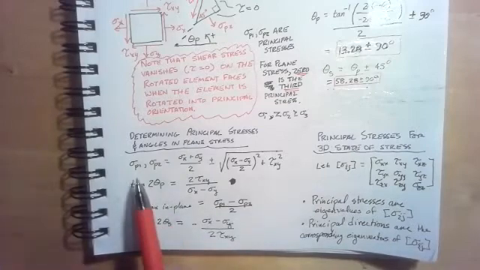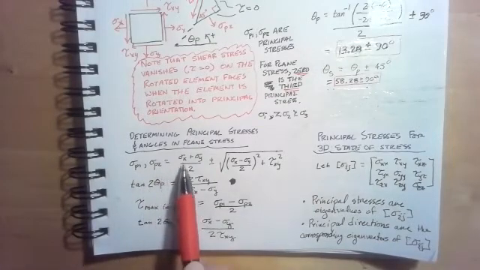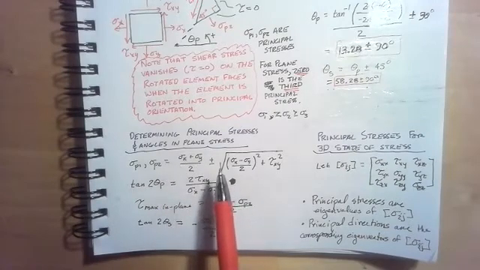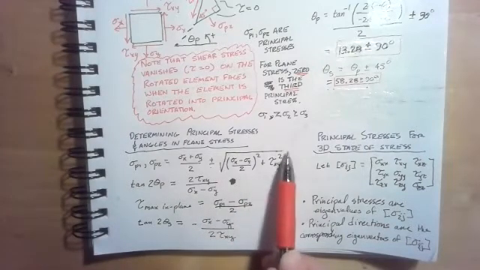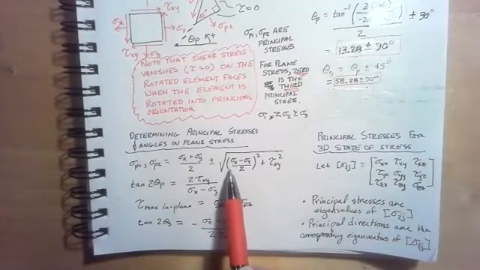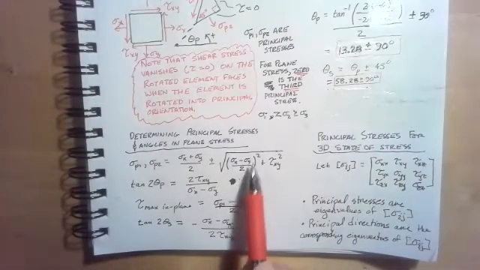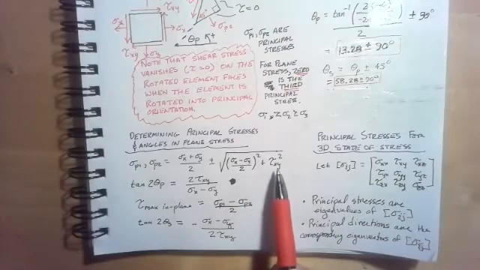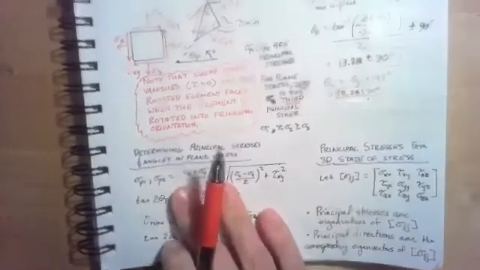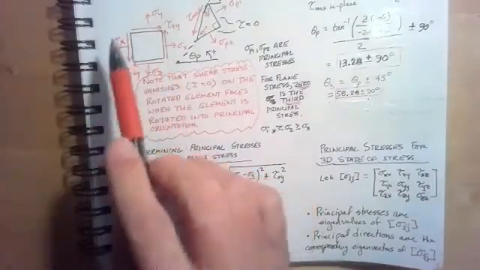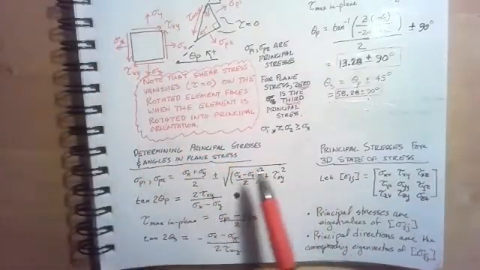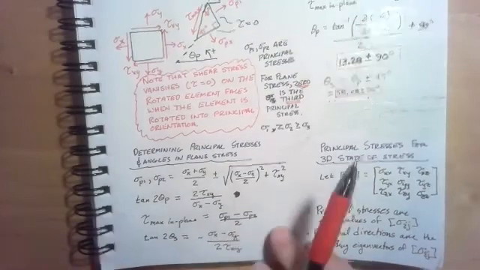The formula says sigma P1 and sigma P2 equals sigma x plus sigma y over 2. That's called the average stress. And then I would have plus for P1 and minus for P2, times the square root of the entire quantity under the radical being sigma x minus sigma y over 2 quantity squared plus tau xy squared. So I would just figure out what those numbers were from the plane stress element, put them right in there, and I've got the principal stresses.